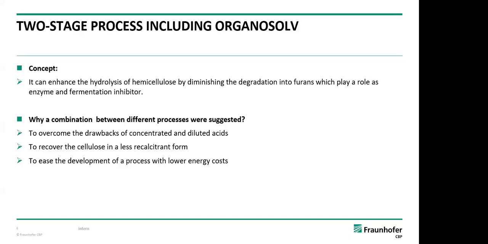The question is why a combination of different processes is suggested. Why do we suggest a combination of Organosolv and prehydrolysis, and Organosolv and fungal pretreatment? From the literature, we found that scientists suggest this combination to overcome the drawbacks of concentrated and dilute acids, to recover the cellulose in a less recalcitrant form, and to aid the development of a process with lower energy costs.